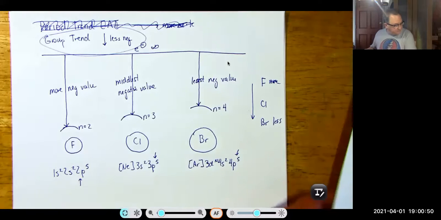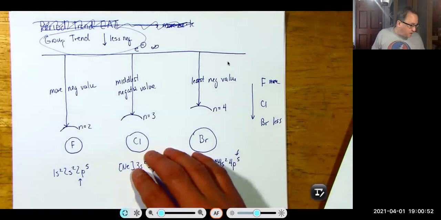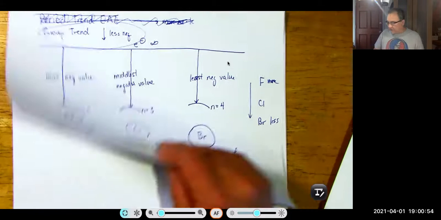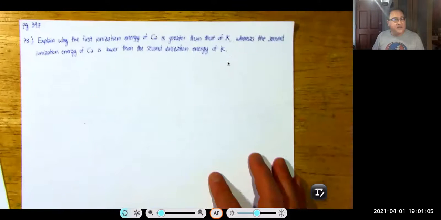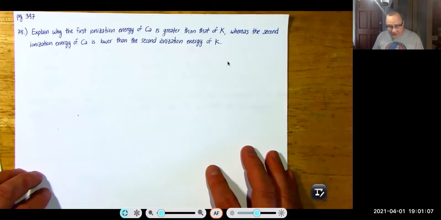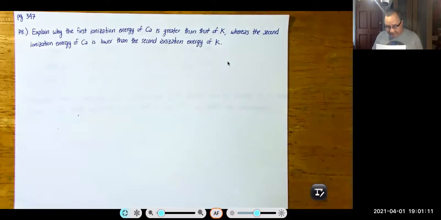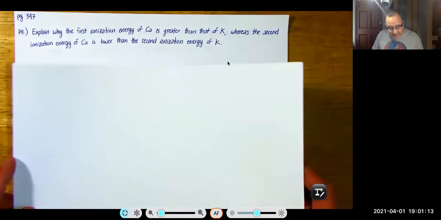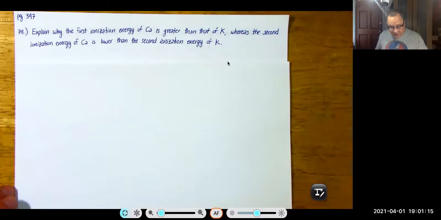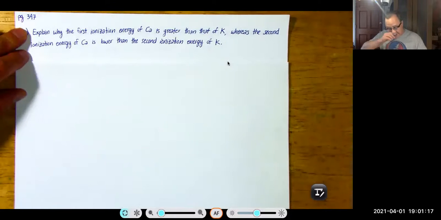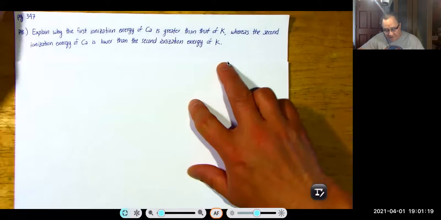All right, so let's take a look at some problems that I haven't done yet that in some cases address these issues. So let's look at this one. Explain why the first ionization of calcium is greater than that of potassium, whereas the second ionization of calcium is lower than the second ionization energy of potassium.